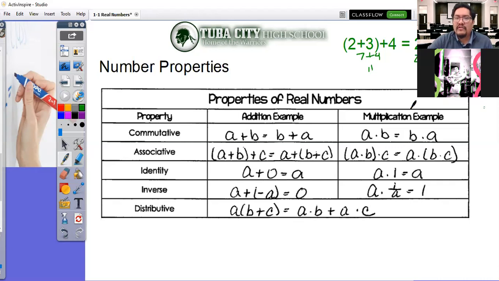So here I grouped 2 and 3, and on the other side I grouped 3 and 4, which actually are the same numbers and they are in the same order. 2, 3, 4, 2, 3, 4. Same numbers, same order, different groups. So again, the associative property means that the grouping does not matter. Also, you can remember this easily by thinking about the word association.